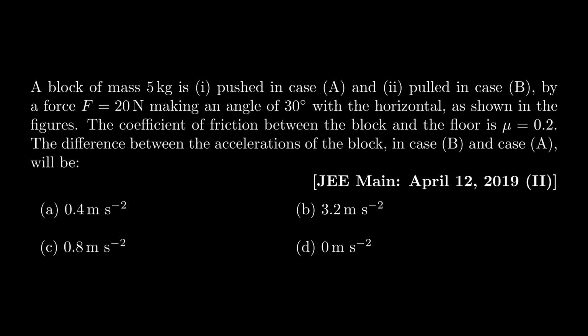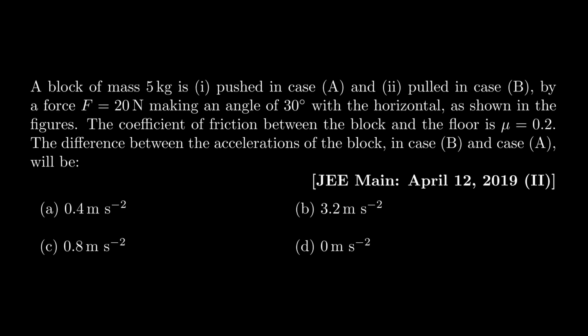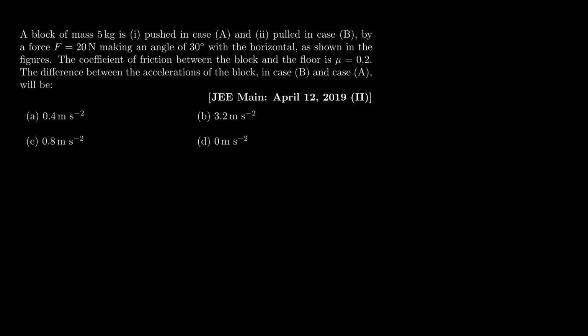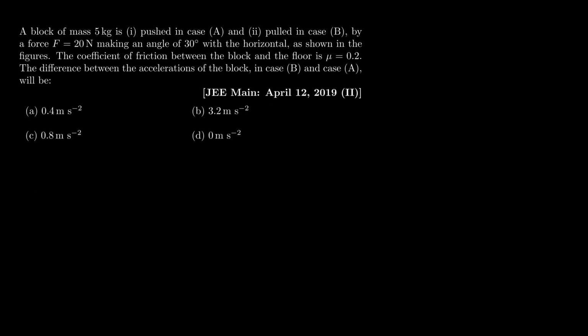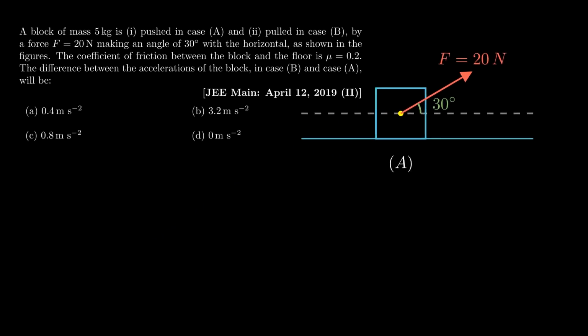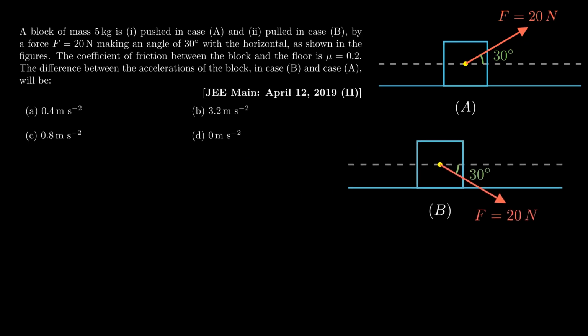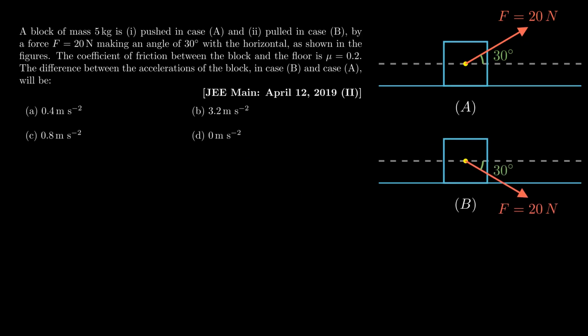This is a problem from JEE Main 2019. So this is a classic push or pull problem. They will normally ask which one is easier, to pull an object or to push one. If pushing and pulling with the same amount of force at the same angle produced the same acceleration, then option D would be our answer. But for that, first we need to calculate both of the accelerations.